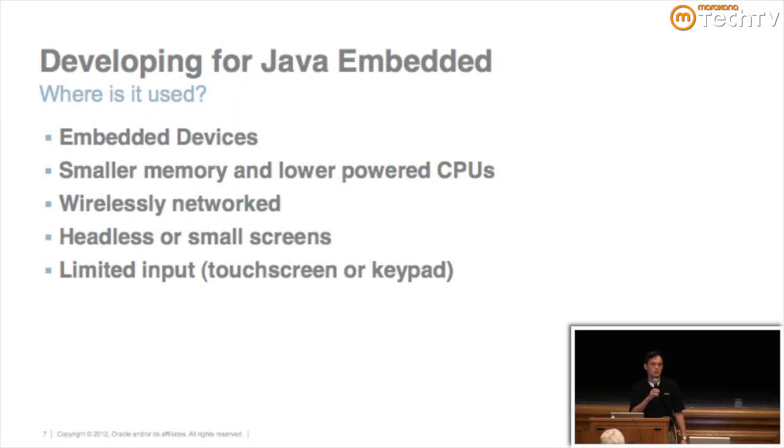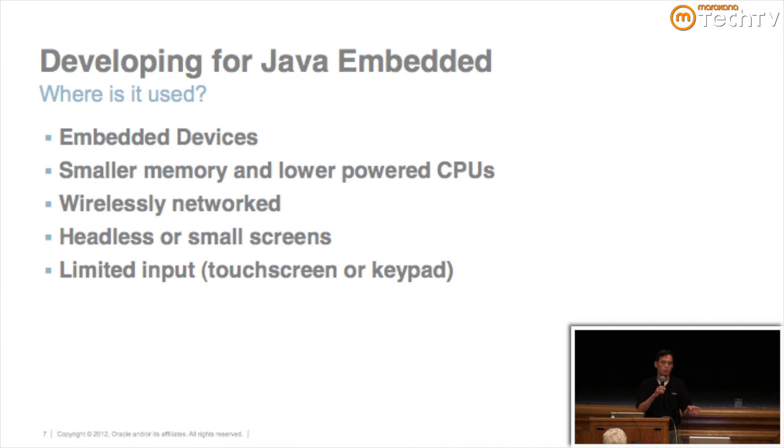Developing for Java Embedded, where is it used? Well, it's used in these embedded devices now, as mentioned, network routers, multifunction printers. There's definitely smaller amounts of memory on them. It might be 512 meg or 128 meg, not the 4 gig that you're used to on your desktop or laptop. And there's lower power CPUs. It's primarily these ARM chips that we're talking about.